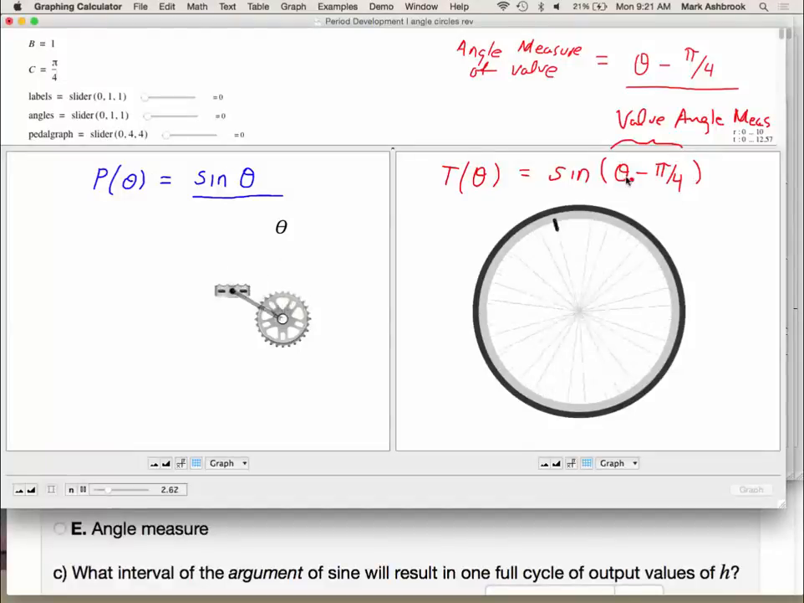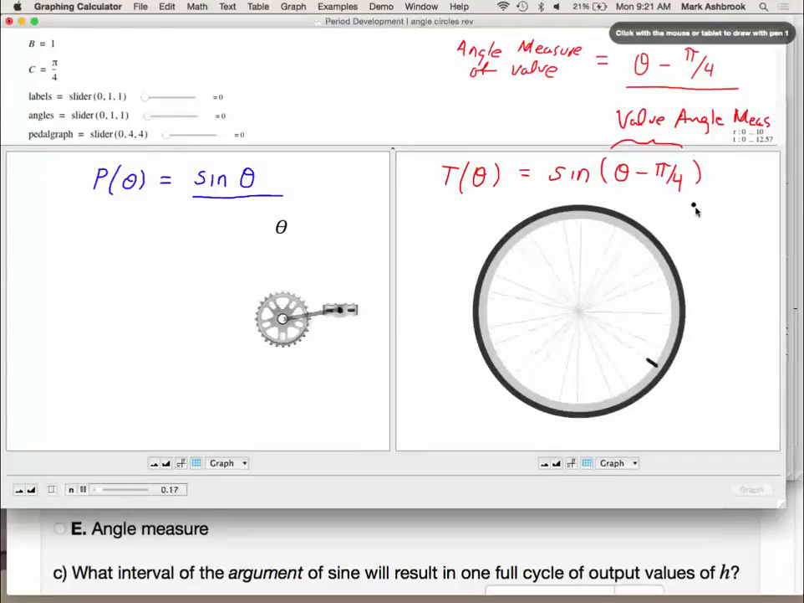If we put valve angle measure into sine, we're going to get the vertical position of the valve out of sine. But it's just doing it as a function of the pedal angle measure. Does it make sense? This is important. So we've got input and argument, right? So input and argument. So let's practice.